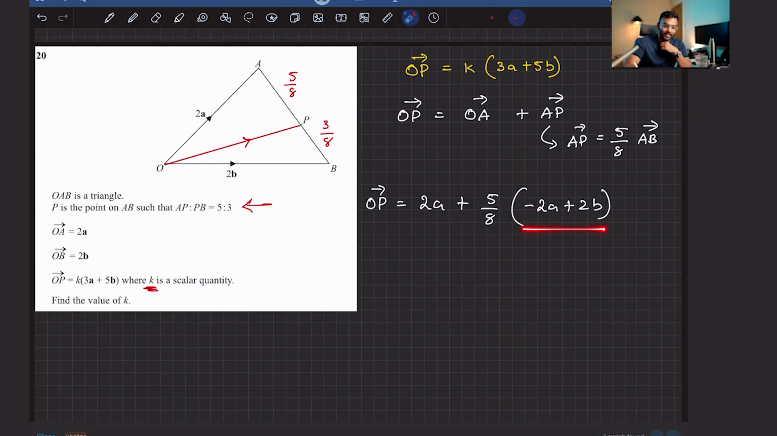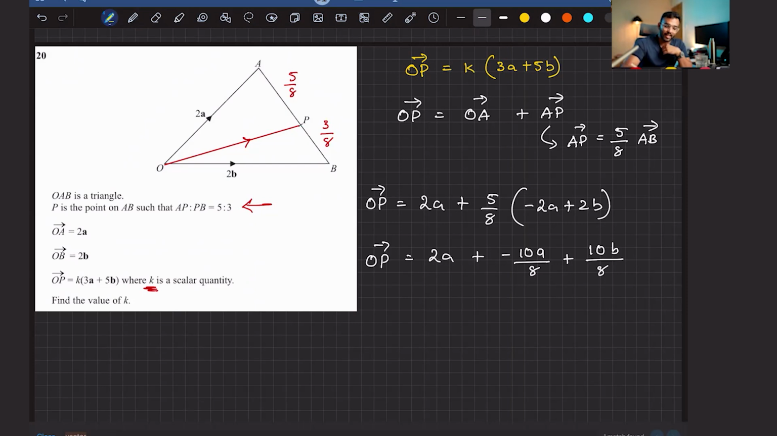OB is the same thing. OA. No, no, no. They're all different, Srihari. They are different stuff. Now, all we need to do is simplify this. This is your algebra, simplifying algebra, which is 2a plus minus 10a over 8 plus 10b over 8. Okay, we've got to simplify this.